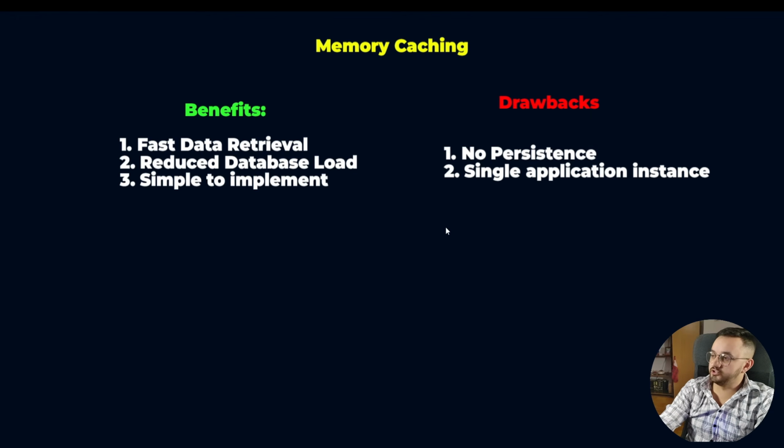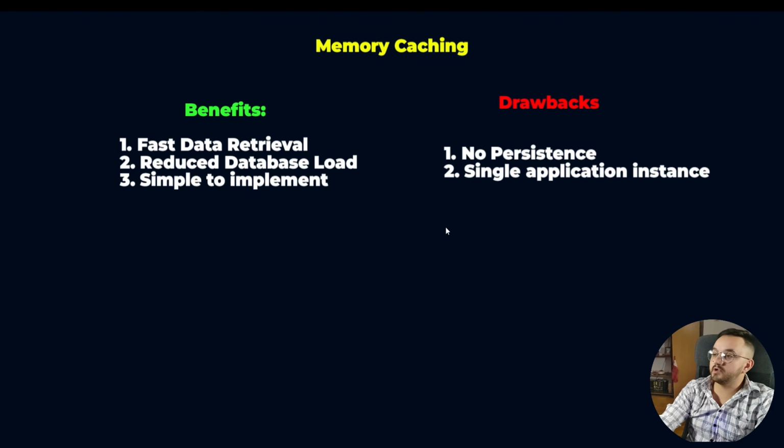What about drawbacks? The first and maybe most important drawback is that there is no persistence. When you restart the application, the memory cache will be empty. Another drawback is that it's limited to a single application instance. We will see in the next example why, and we will see how to solve that.